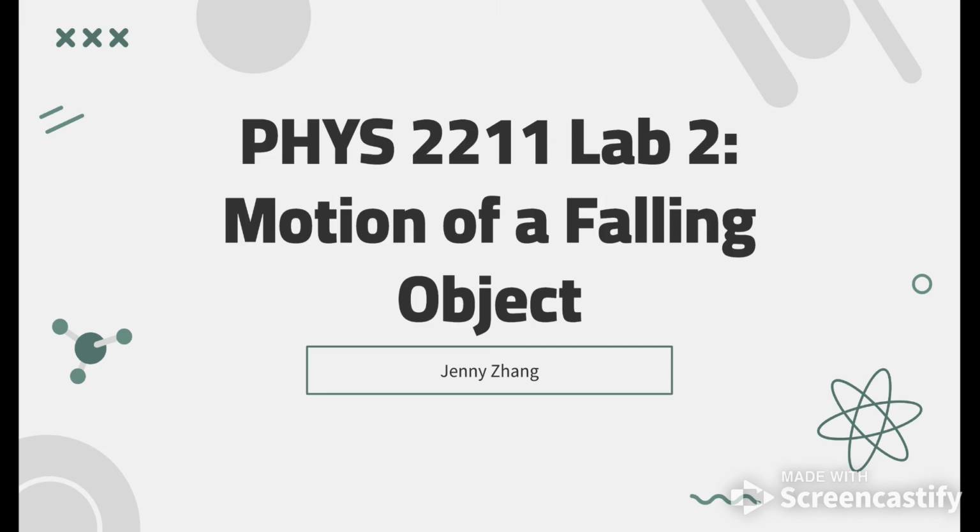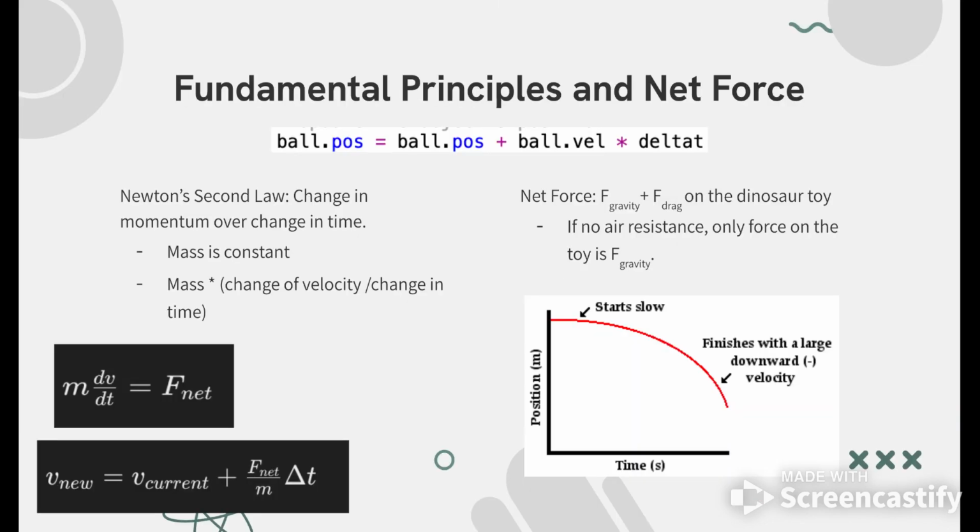Hello, my name is Zhang, and this is Lab 2, Motion of a Falling Object. The motion of an object can be described using Newton's second law and the net force acting upon the object.